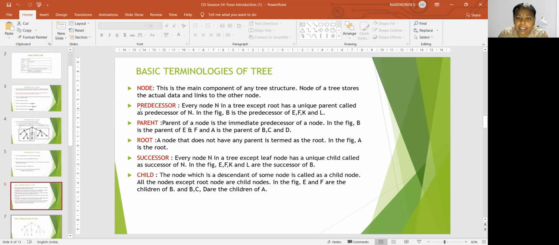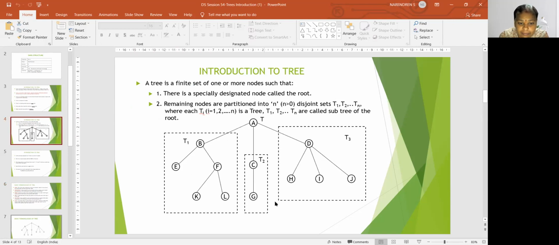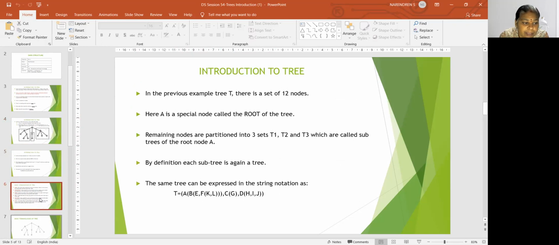Like, if you are taking the example, A is a node, or B is a node, or C is a node, that should store the actual data, and it also links with the other nodes. See here, A is linking with B, B is linking with F, F is linking with the other node, like that. It keeps going like that.